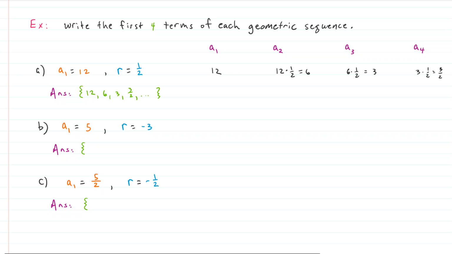Let's do the second one. The second example, a sub 1 is 5, so that's where we start. And the common ratio is negative 3, so to get the second term, we'll multiply by negative 3, so we get negative 15. Negative 15 times negative 3. Maybe I should write that out here so you can see. Gives me positive 45. And then we have positive 45 times negative 3, which gives us negative 135.